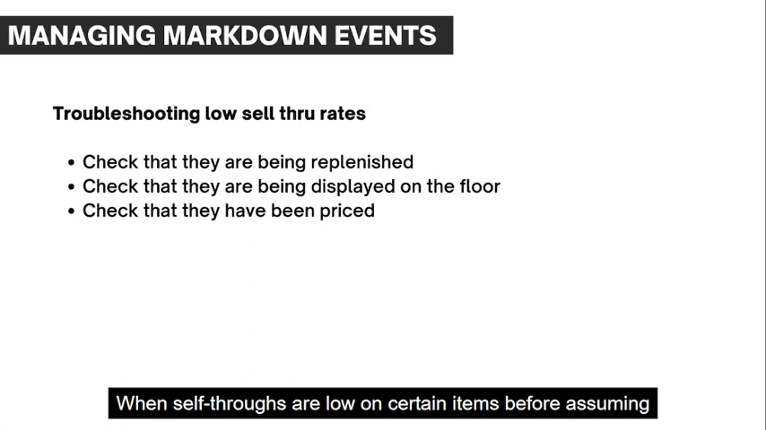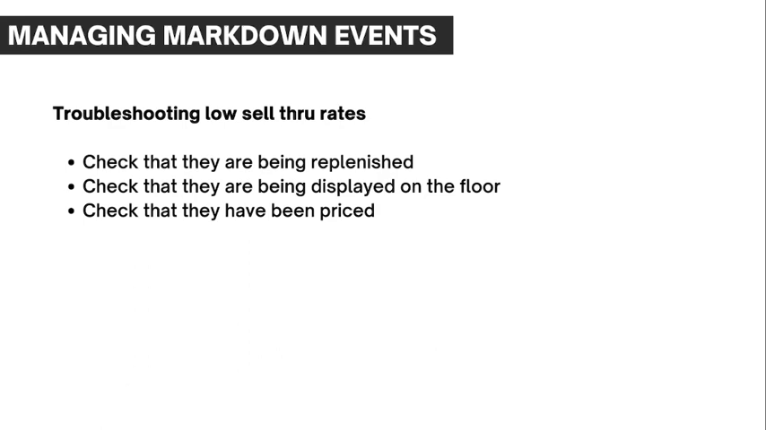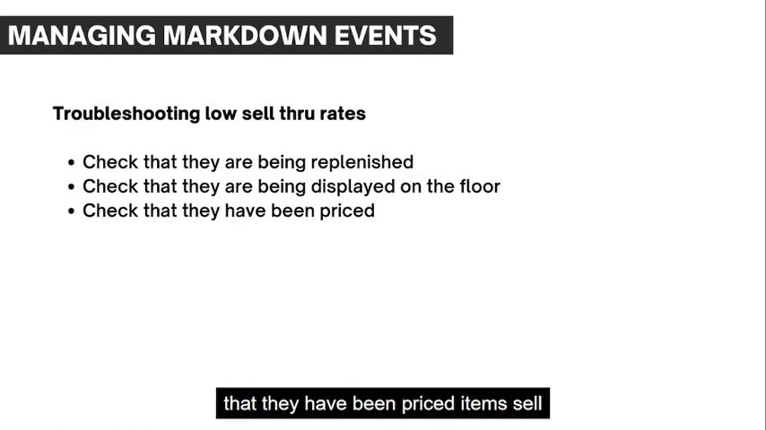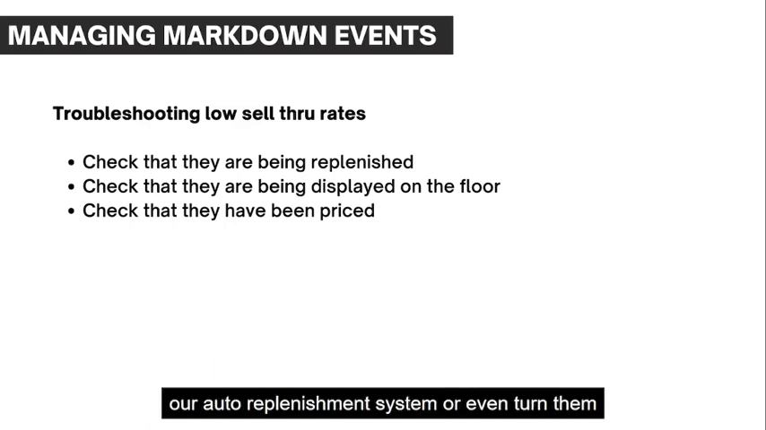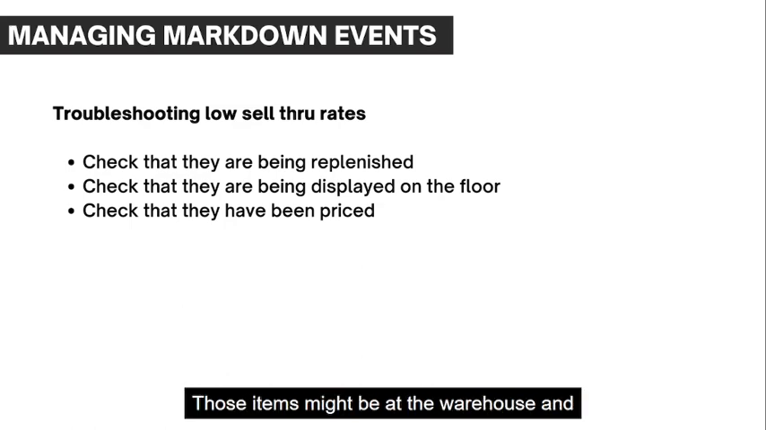When sell-throughs are low on certain items, before assuming that they are not performing, we need to do 3 checks first. Check that they are being replenished, check that they are being displayed on the floor, and check that they have been priced. Items sell very fast during sale, and if we haven't adjusted our auto-replenishment system or even turned them off but didn't do the manual allocation in adequate quantities, those items might be at the warehouse and not being sent to stores quickly enough.